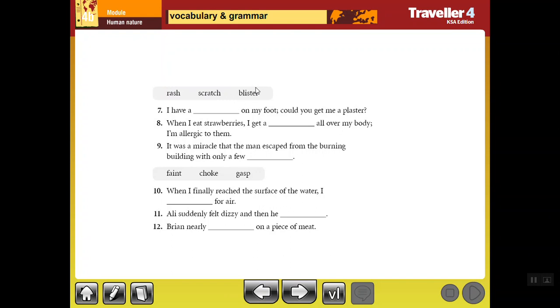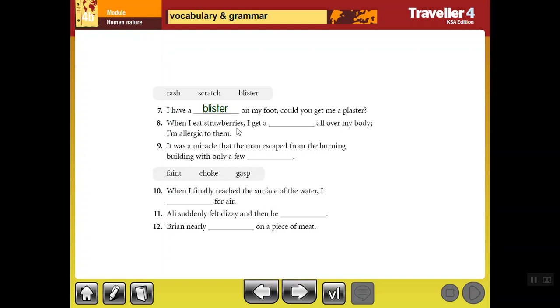Blister, بثور. So let's see the 3 sentences here. The first one: I have a blister on my foot. Could you get me a plaster? I have a blister on my foot, a raised part on my foot.